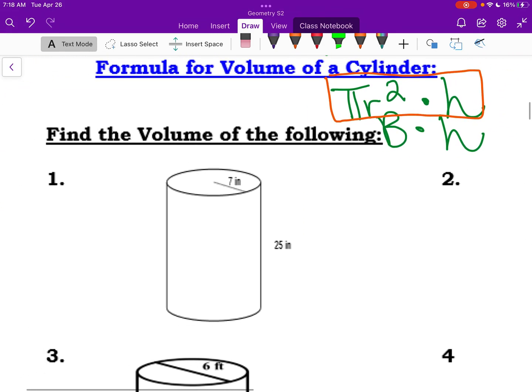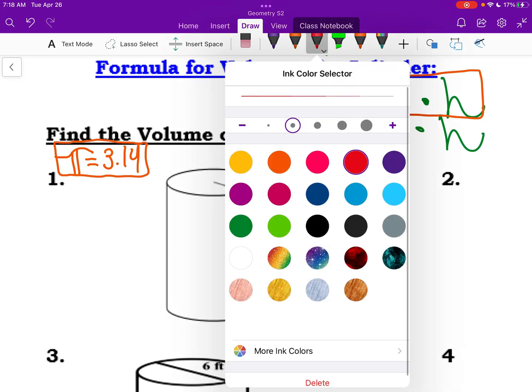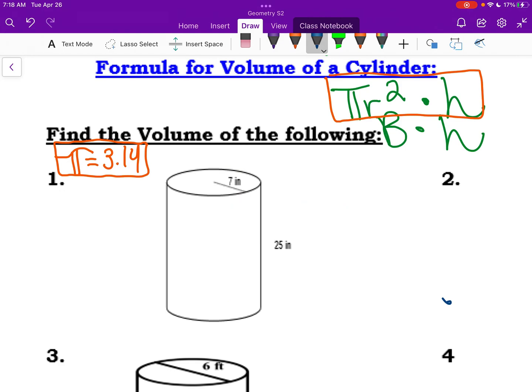So very similar with the volume of all these solids, just knowing what the base is and knowing what that formula is, okay? So in order to be consistent, we're going to be using 3.14 for pi instead of using the pi button on our calculators. That's so we can all have the same consistent answer. So please try to do that when you plug these in.